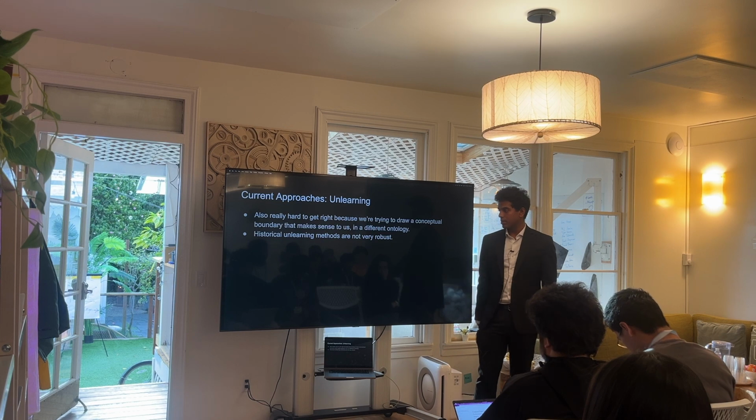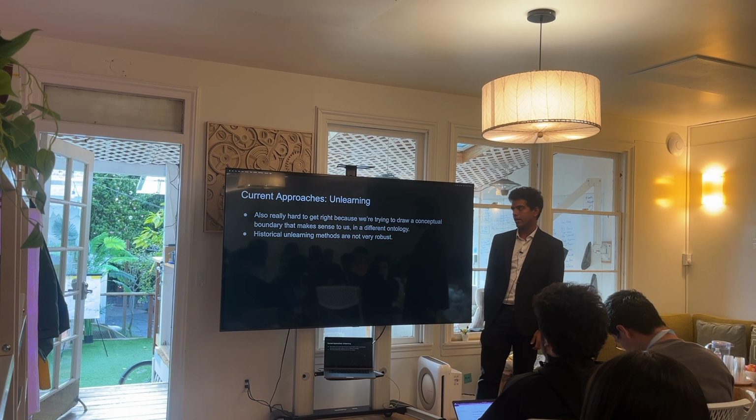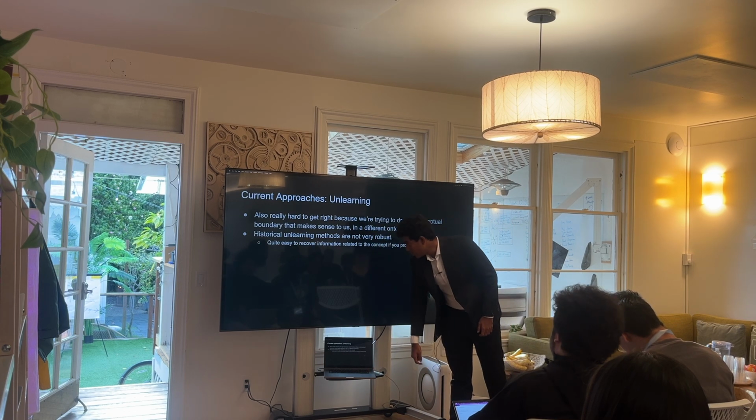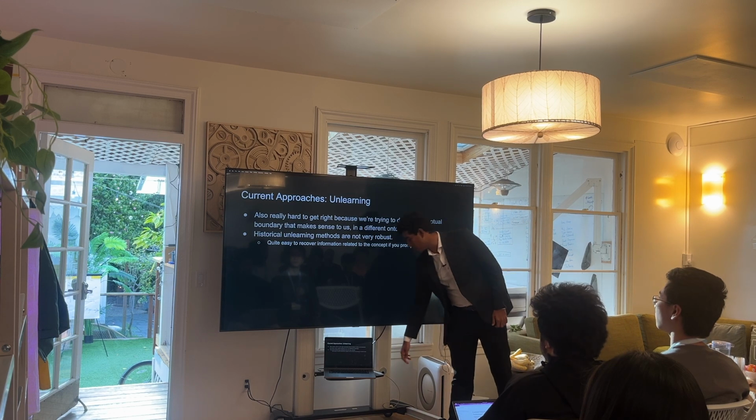Historical unlearning methods are also not very robust. You try to do the Harry Potter thing, it doesn't work. Even if you try to do latent adversarial training to remove it, it's also really hard, because the problem here is that you're not specifying really robustly what it is that you want to remove. And yeah, if you prompt in indirect ways, which is basically what happens with the Harry Potter thing.